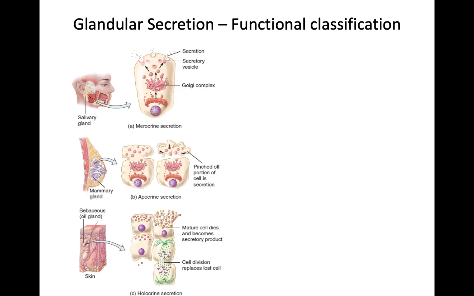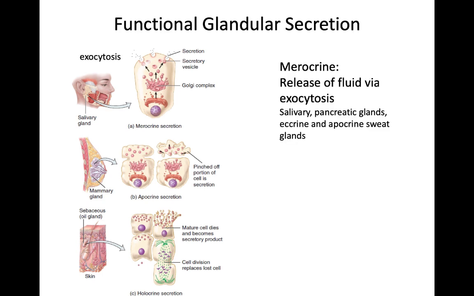The first classification is called merocrine. And this is when we release fluid via exocytosis. So product is created within the cell and then released from the cell. Examples of merocrine glands would be your salivary glands or your sweat glands.